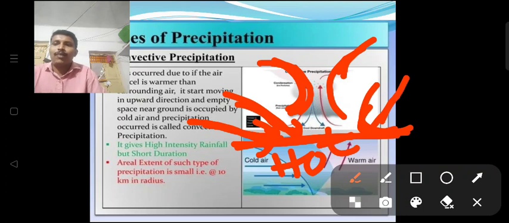The warm air moving in the upward direction cools down, and again the condensation process occurs. It cools down and precipitation comes. It gives high intensity rainfall but of short duration.